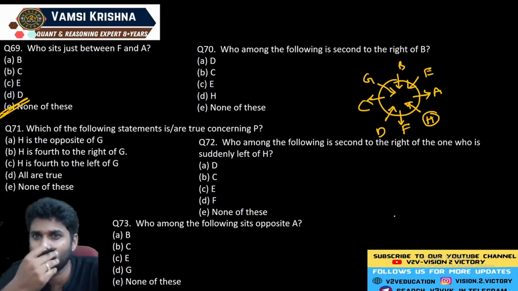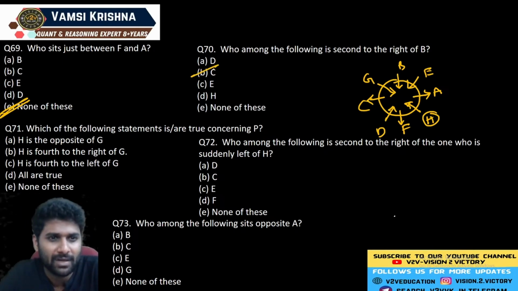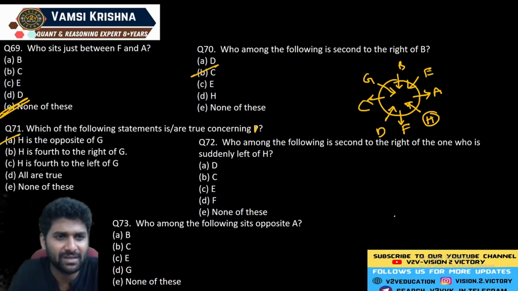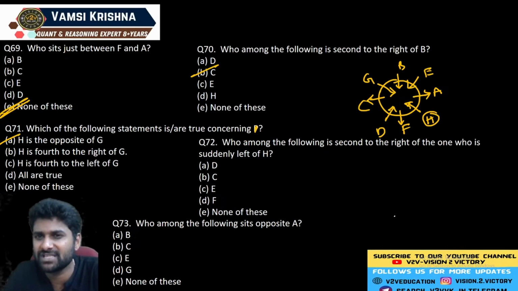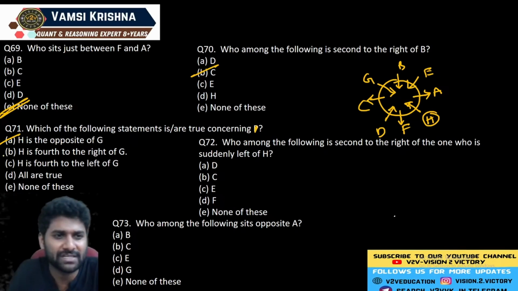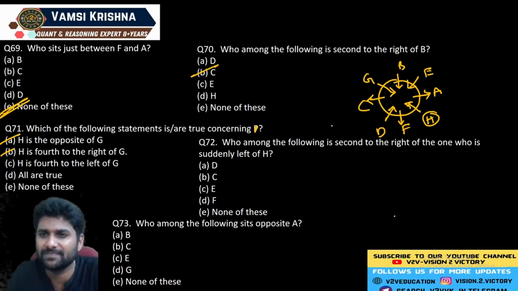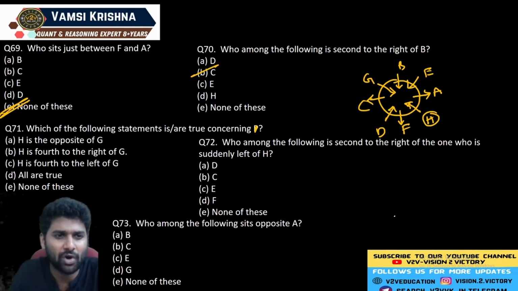Next, question number 70. Which of the following is the second right of B? It's C. Which of the following statements is true? Sorry, there is a mistake here. H is opposite to Z. Just identify that. Yes, it's right. H is fourth right of G: first right, second right, third right, fourth right. The second one is also right. H is fourth left of G, right. All statements are true, guys.